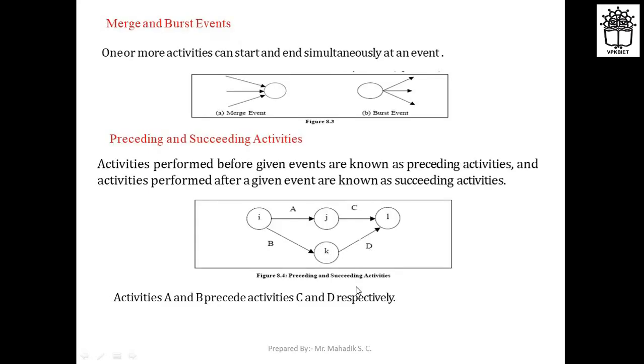Whereas C and D activities are called the succeeding activities of A and B, because C and D are beyond your A and B activities. These come after your A and B activities. So that's why we call C and D the succeeding activities of A and B. Is it clear for all what is meant by preceding activity and what is meant by succeeding activity?